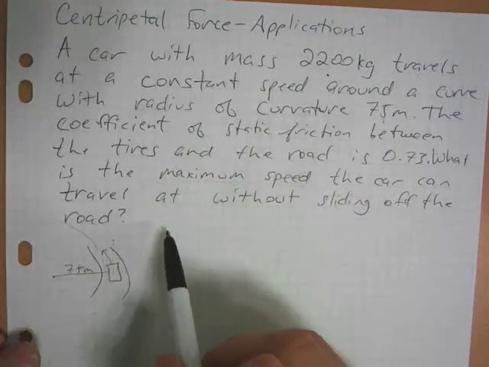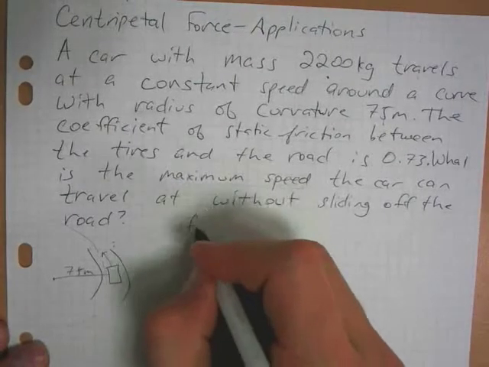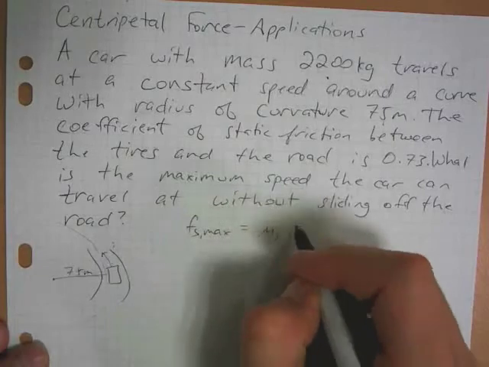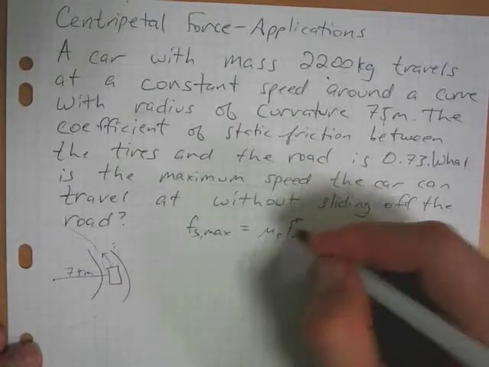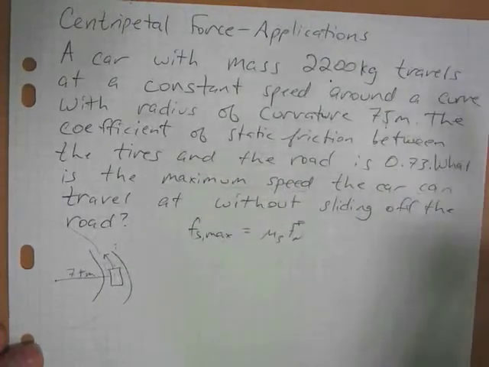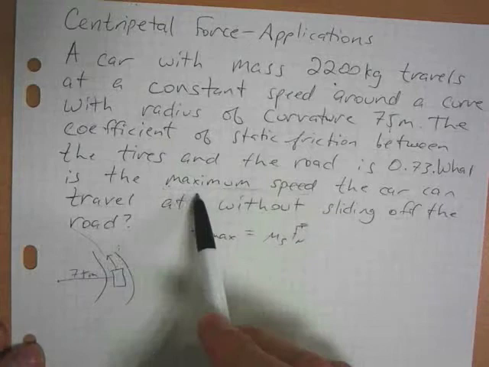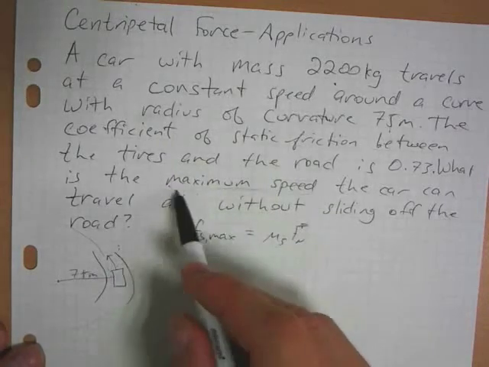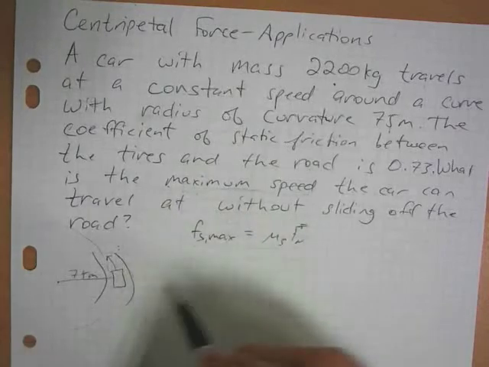Now we know that the maximum static friction is mu times normal force. The value of the static friction can be less than that, but since I say what is the maximum speed the car can travel at, that means if the speed is any higher, there wouldn't be enough friction. So that phrasing means that we can plug in the maximum value of static friction into our equation.